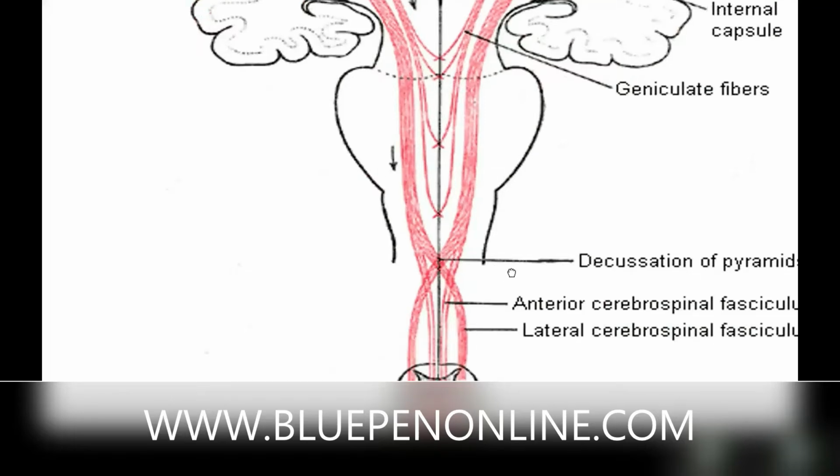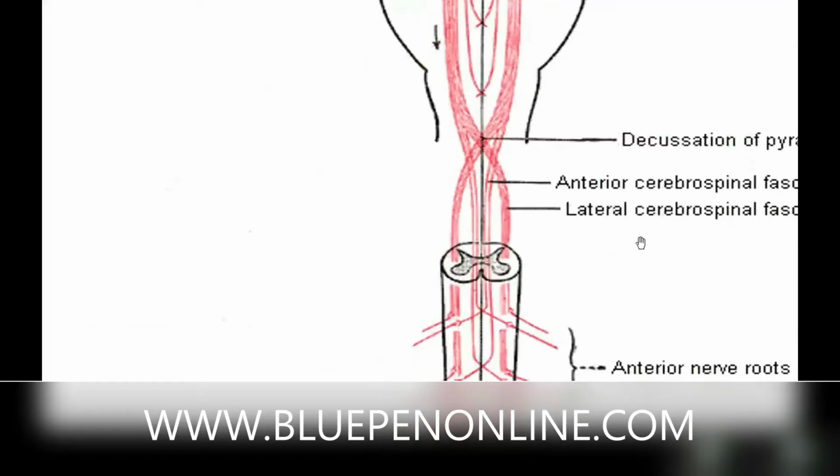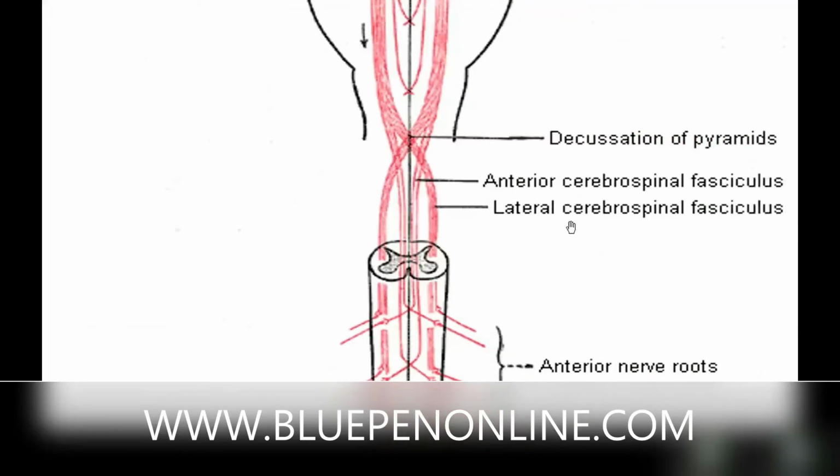The nerves or the neurons that pass to the opposite side form the lateral corticospinal tract, or cerebrospinal fasciculus, or cerebrospinal tract, whatever we can say. So the crossed ones form the lateral corticospinal tract, and the uncrossed one forms the anterior corticospinal tract. Is it clear till now? Yes or no? Yeah. Okay.